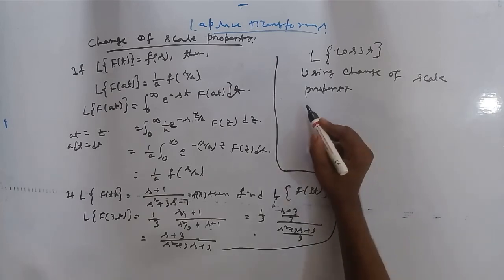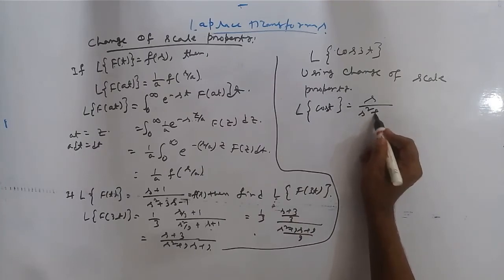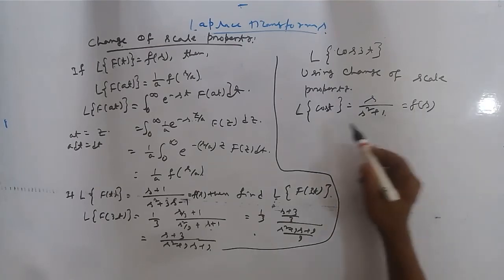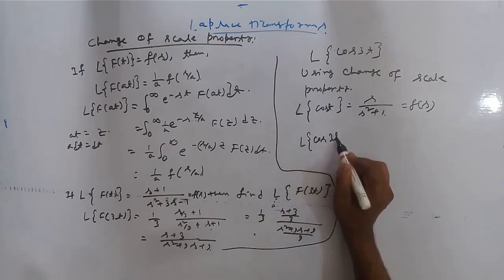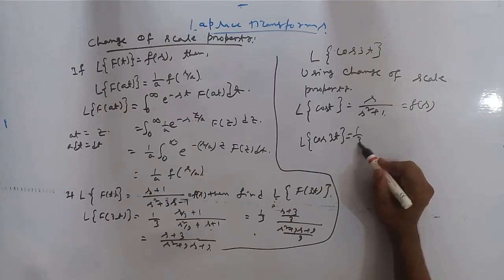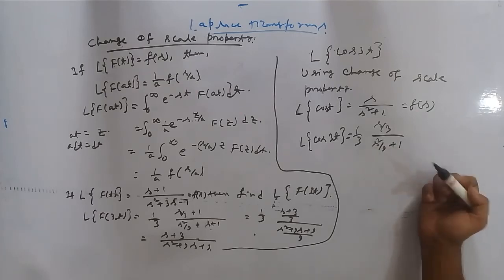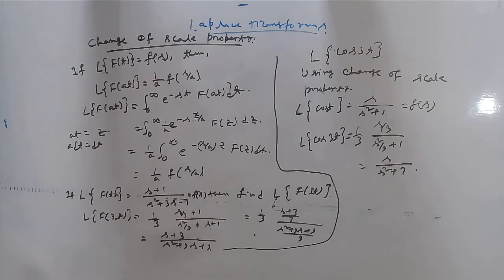If we consider cos t, then L of cos t is s by s square plus 1. So this is our f(t), that is the original function, and this is F(s). Now this t has been multiplied by 3, that is a is 3. So L of cos 3t, we can apply change of scale property, will be 1 by 3, 1 by a F(s by a), that is (s by 3) by (s square by 9 plus 1). So this will be s by s square plus 9. So here is the Laplace transform of cos 3t, which we have found out by applying change of scale property.